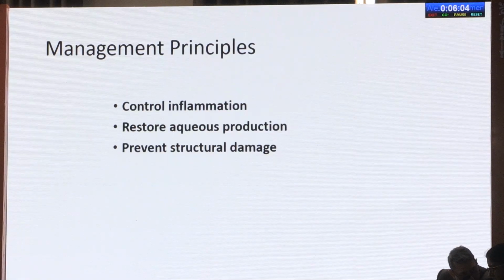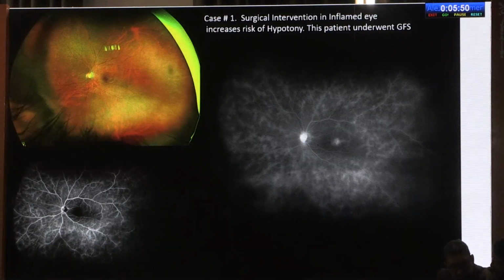So what are the management principles in uveitis? The first and foremost is to control the inflammation. We would try somehow to restore the aqueous production and prevent the structural damage. Now, what management you are going to do will depend on what stage you are seeing the patient.